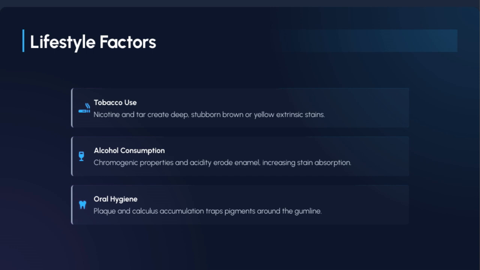Finally, tobacco use is a major factor. Nicotine and tar in tobacco create deep, stubborn stains that are often brown or yellow. These extrinsic stains are difficult to remove and can significantly impact the overall appearance of the teeth. Overall, these lifestyle choices, if not managed well, can contribute to discoloration and affect your smile's brightness. Maintaining good oral hygiene, moderating alcohol intake, and avoiding tobacco are key steps to keep your teeth looking their best.